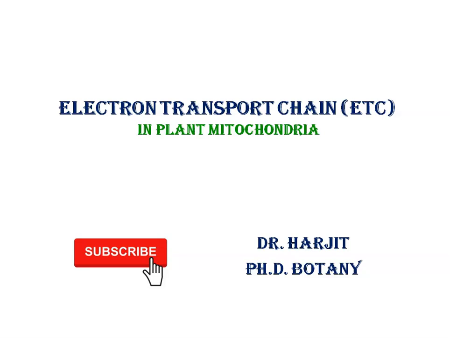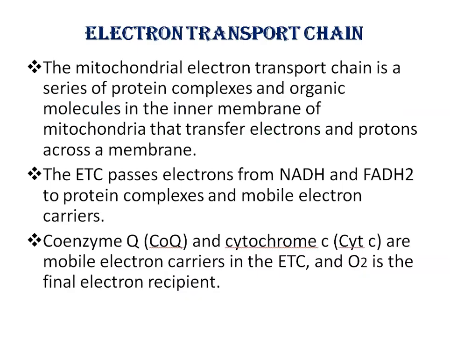Our today's topic is plant mitochondrial electron transport chain. Photosynthesis and cellular respiration are biological processes in plants that are closely related. Photosynthesis that takes place in chloroplast uses light energy, carbon dioxide and water to produce oxygen and glucose. Cellular respiration uses this oxygen and glucose to produce water, carbon dioxide and ATP, which is a form of energy. And this process takes place in mitochondria.